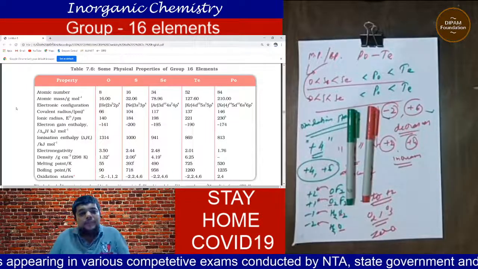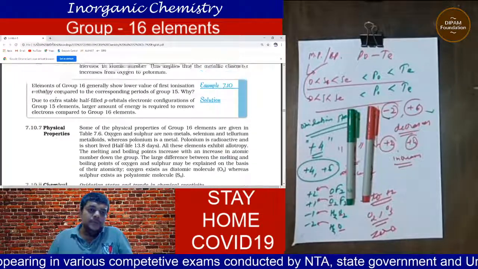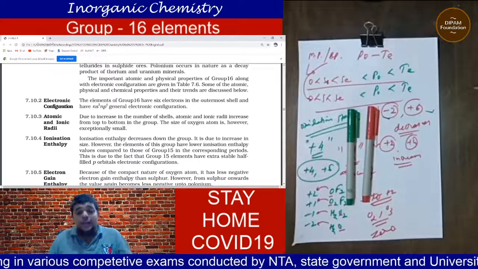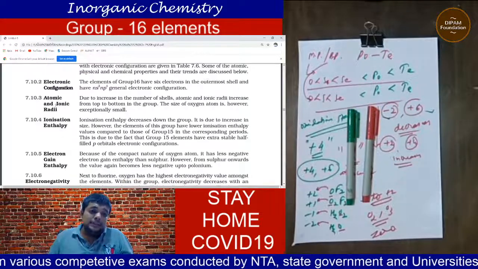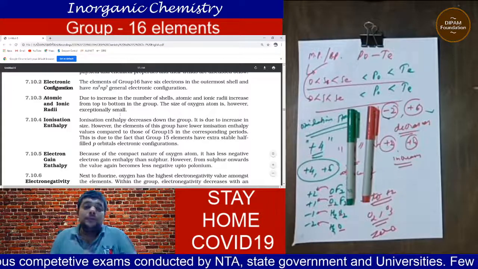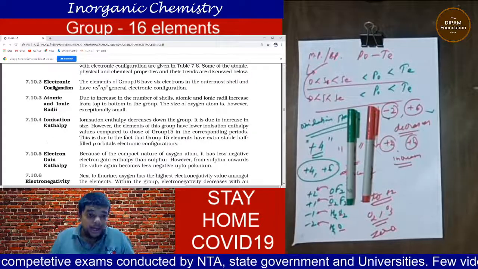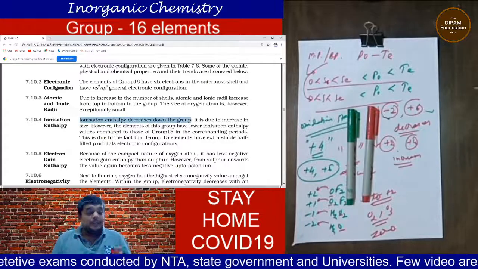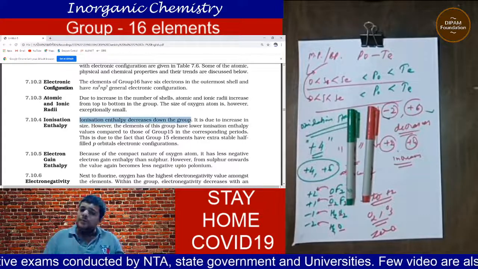The discussion that we did through this table is all mentioned very well over here. I am not going to read line by line because I will leave it to you. If you read, you will have questions, and on the basis of those questions you will ask me. But ionization enthalpy is a point where it is written that ionization enthalpy decreases down the group. It is due to the increase in the size.